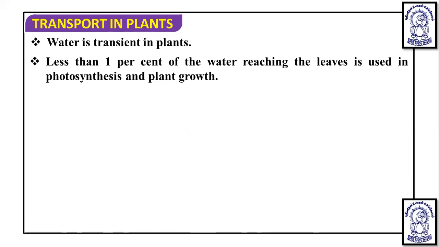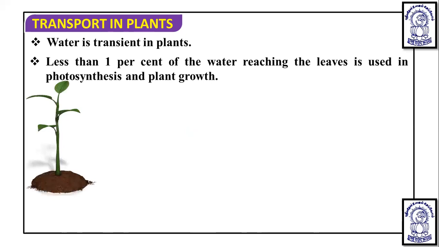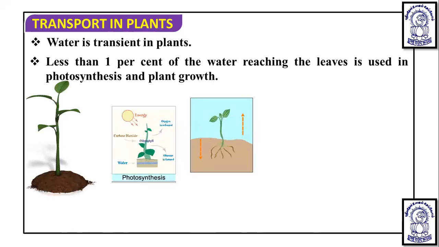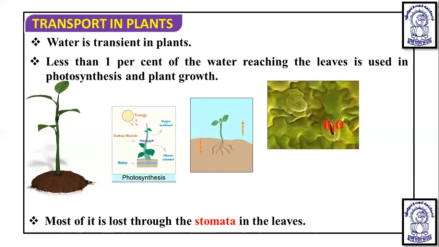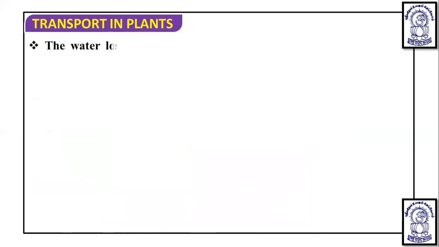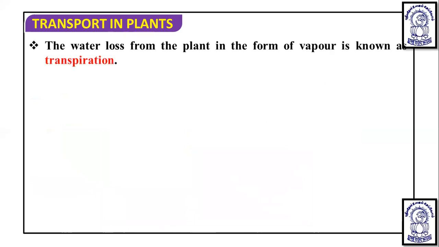When water is pulled upward to the leaves, less than 1% of the water reaching the leaves is used in photosynthesis and plant growth. Most of it, 99% plus, is lost through the stomata in the leaves, through transpiration. So the majority of loss occurs through transpiration, but less than 1% is used in photosynthesis and growth. The loss of water from the plant in the form of water vapor is known as transpiration.